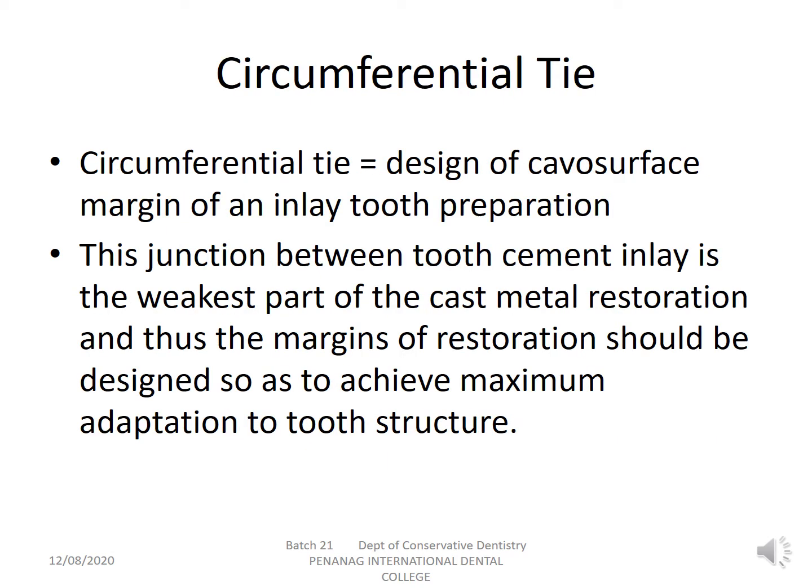Circumferential tie is the design of the cavosurface margin of the inlay tooth preparation. This usually marks the junction between the tooth, cement, and inlay, and it is the weakest part of the cast metal restoration. Thus, the margins of the restoration should be designed in such a way that they achieve maximum adaptation to the tooth surface.